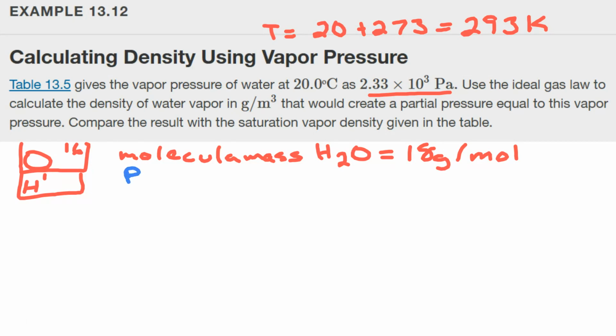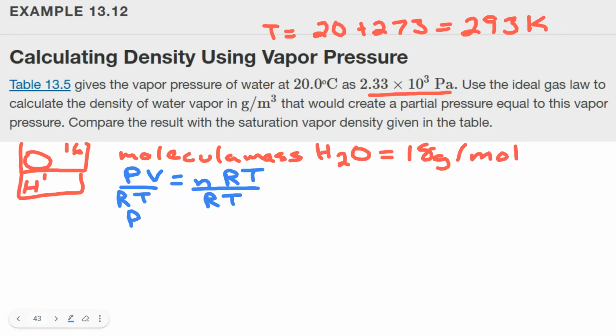Remember that PV is equal to nRT, where n is our number of moles. If we solve this equation for n over V, the volume, that'll calculate the number of moles per cubic meter. So I want to make it look like n over V. First I'm going to get stuff away from the n, so I'm going to divide this side by RT, and divide this by RT.